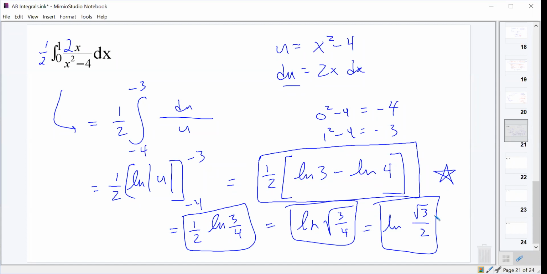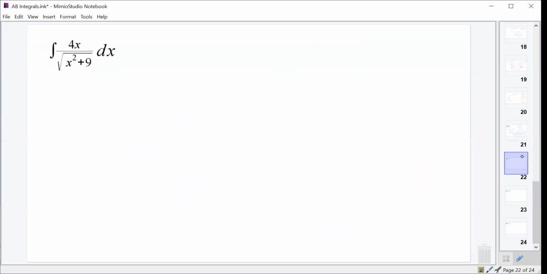Good or no? Great. All right, we got 3 more problems to do here today. 4x over root x squared plus 9 dx. What are we going to do with this one?